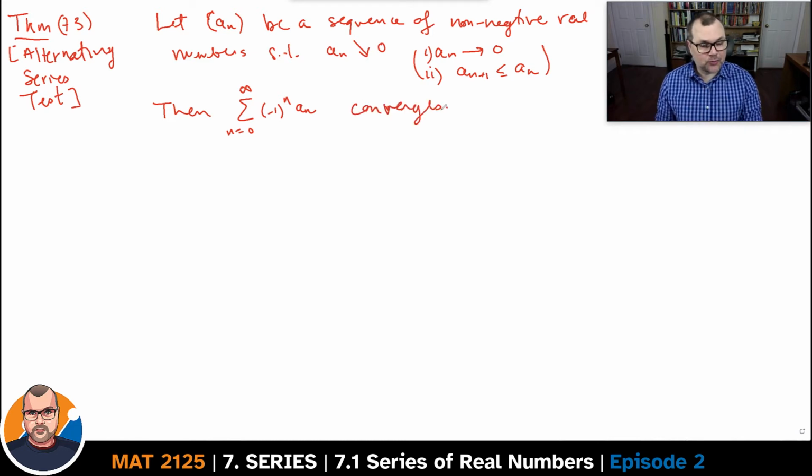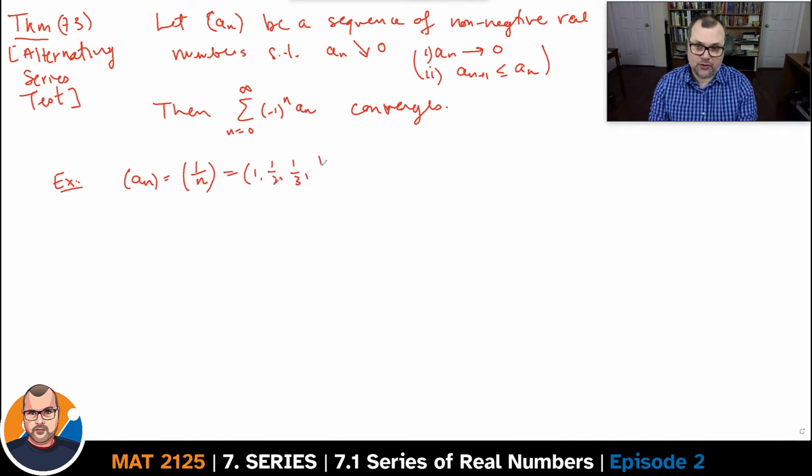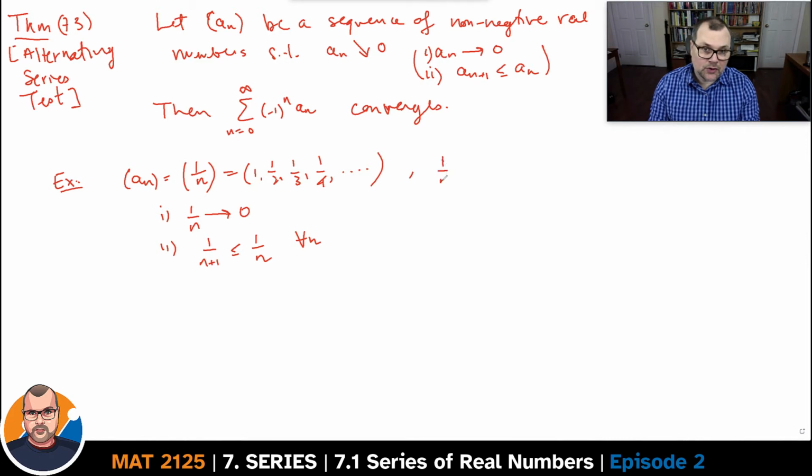Now before I provide a proof, let's think about what this means. If you look at the following sequence, 1 over n, that's 1, 1/2, 1/3, 1/4, and so forth. We have seen before that the sequence here does converge to 0 and that it is decreasing because 1 over n plus 1 is smaller than 1 over n for every n. So the requirements here are met. I should mention, of course, that these are non-negative real numbers, and we also have that 1 over n is greater than 0 for every n.